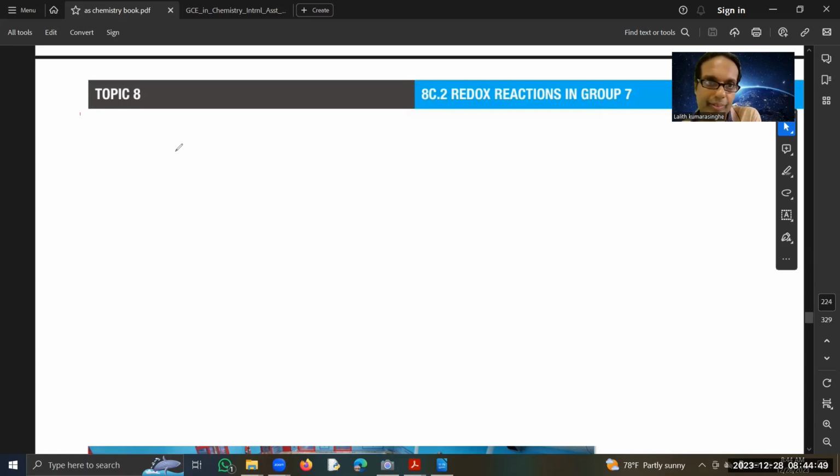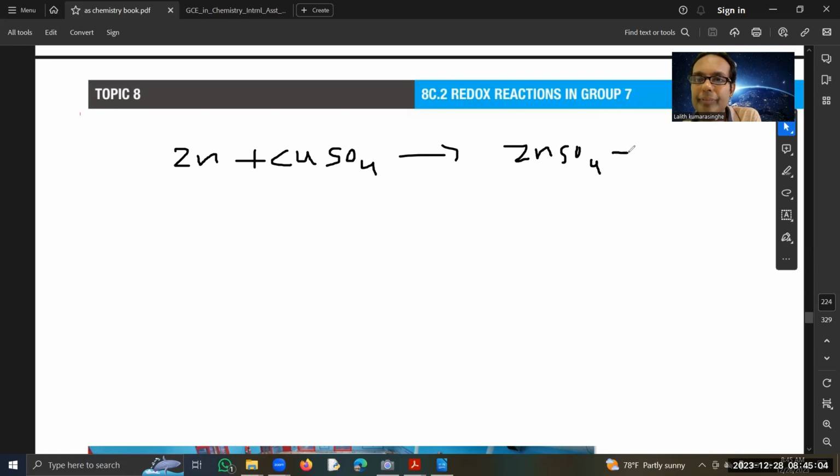This is the original one. Zinc, if you put 2, copper sulfate, you'll be getting zinc sulfate and copper. This is displacement reaction because higher reactive element is displacing the low reactive element.